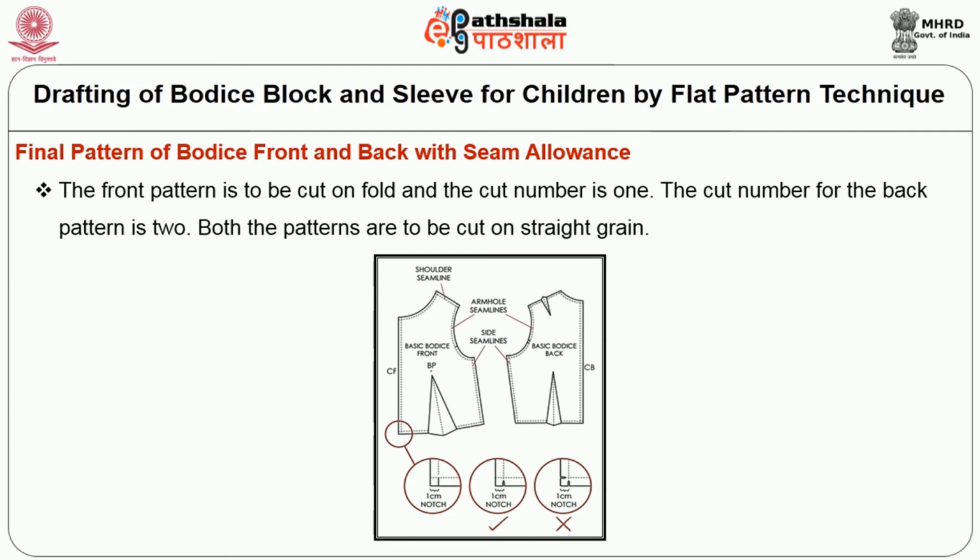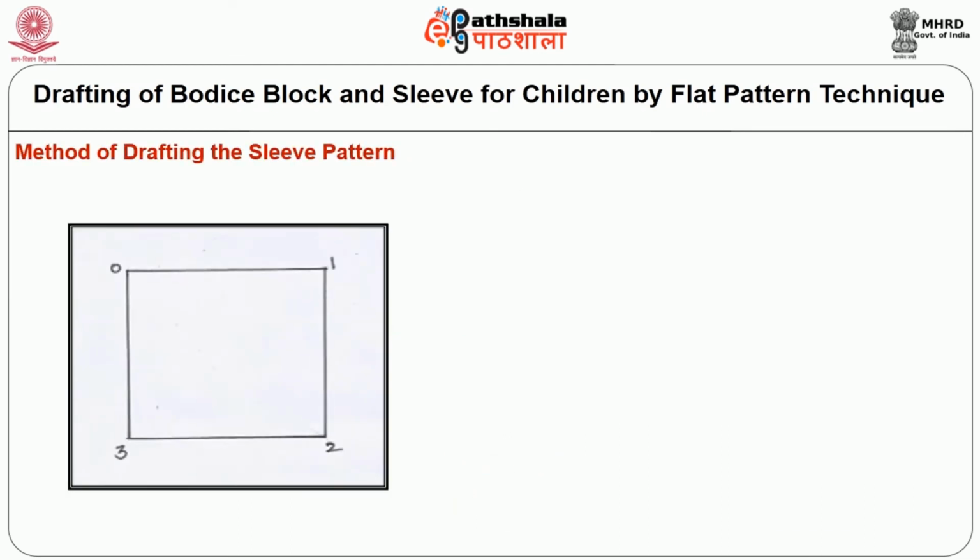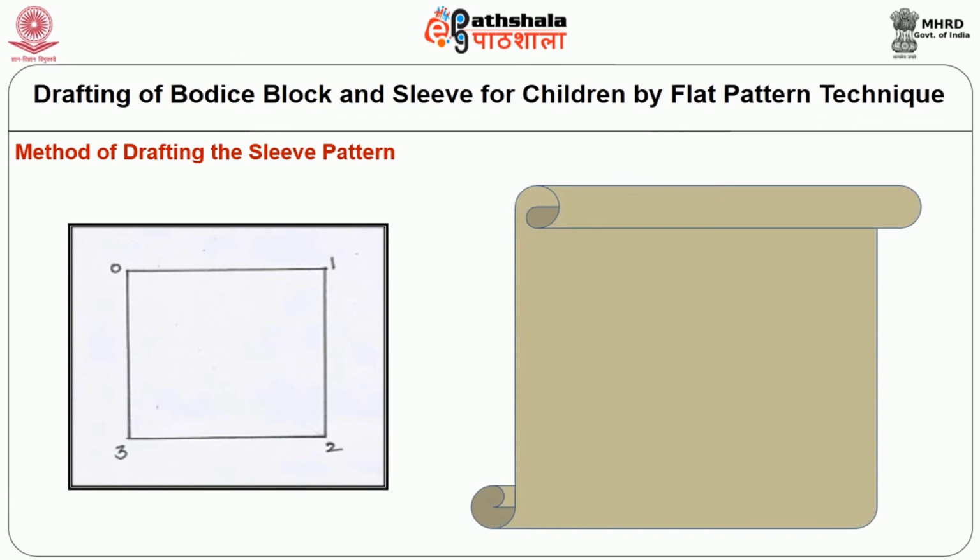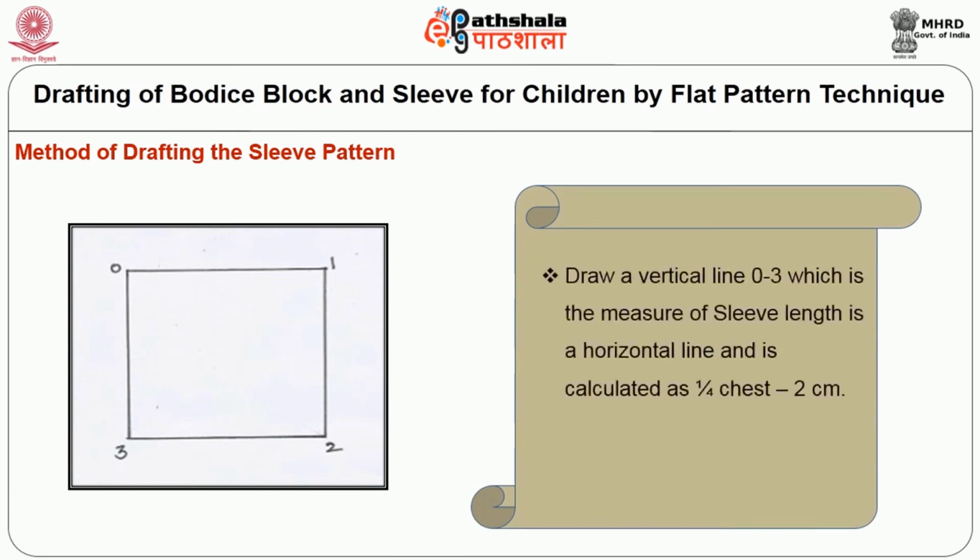The front pattern is to be cut on fold and the cut number is 1. The cut number for the back pattern is 2. Both the patterns are to be cut on a straight grain. We will now learn about the method of drafting a sleeve pattern.